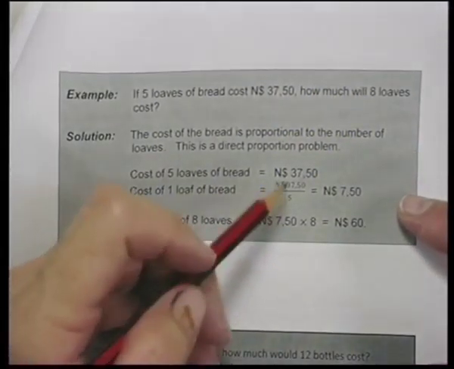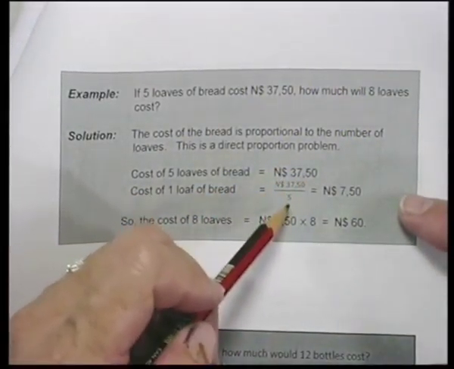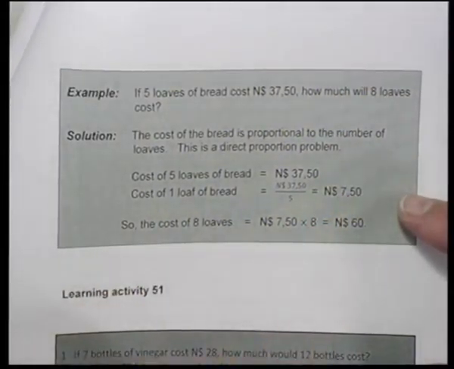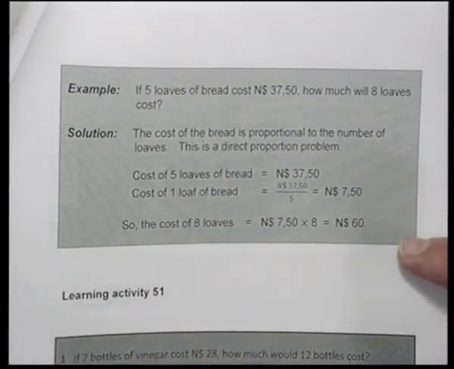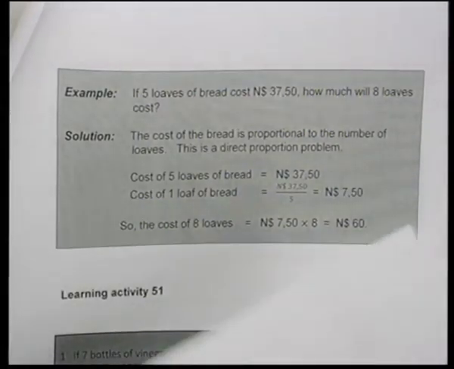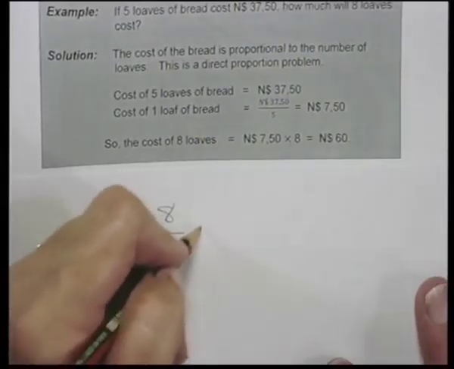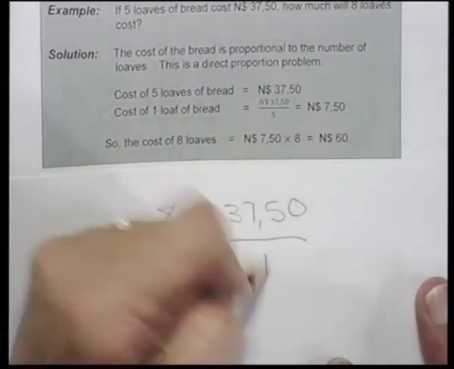So 5 is $37.50. So what is 1? We divide it by 5. So 1 bread is 7.5. And if you have to work out 8, then we can say it is 8 times 7.5. We can say it like this. We need to find the price of 8 loaves. 8 loaves divided by 5. And it was 37.50 over 1.